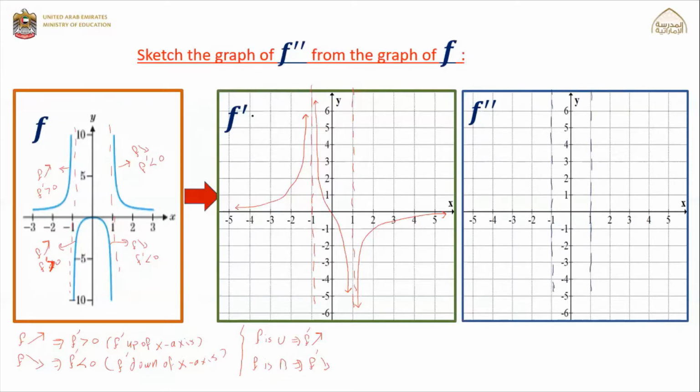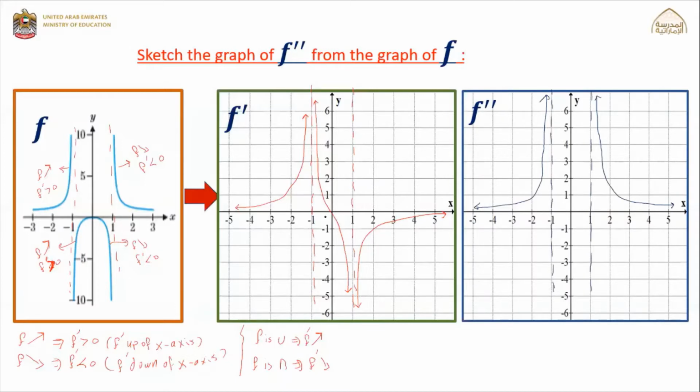From minus infinity to minus 1, f prime is increasing. So f double prime will be greater than 0. So I think it's coming also like this. From 1 to infinity, f prime is also increasing. So f double prime will be greater than 0, above x with a vertical asymptote at 1. So I think it's coming like this. Why is f double prime increasing? Because f prime is concave down.